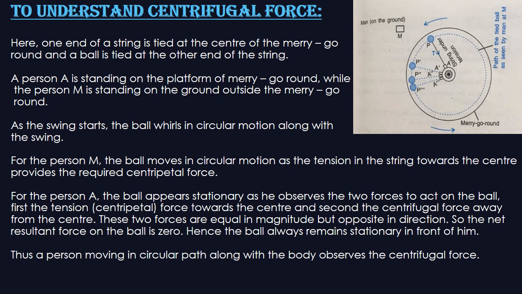But for the person M, it is not stationary, it is moving in a circular path because the person M is not able to assume the centrifugal force. That is why we say that centrifugal force is just a fictitious force, it is not a real force. It is the force assumed by the person who is moving along with the body in the circular path.